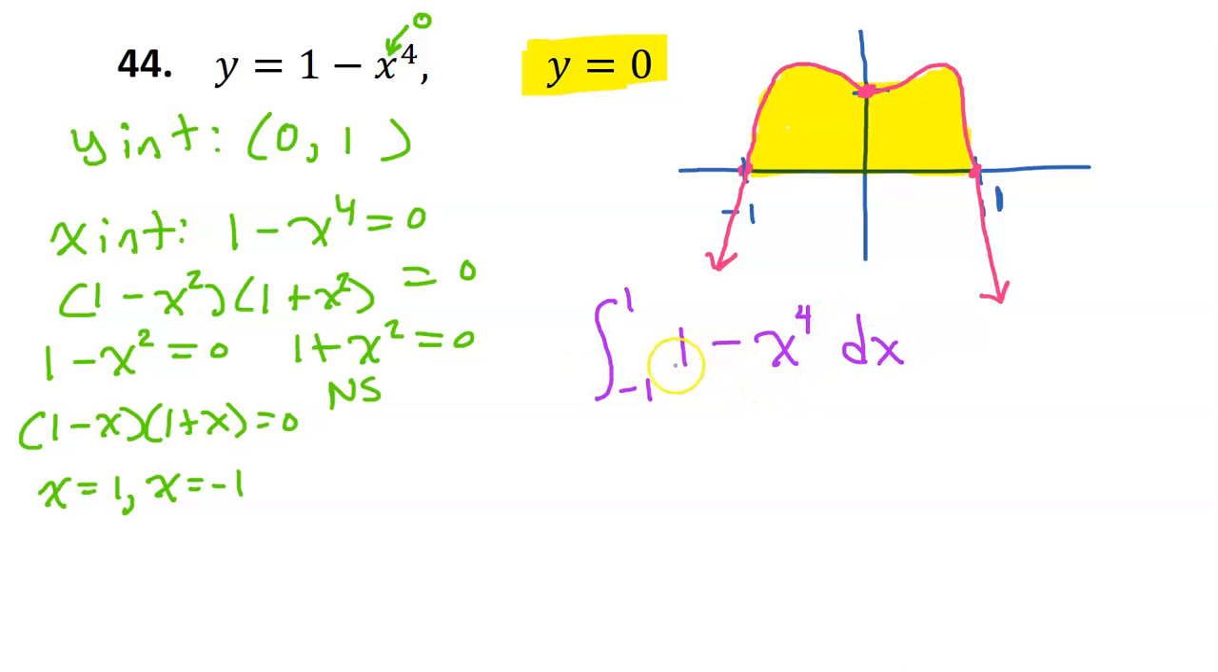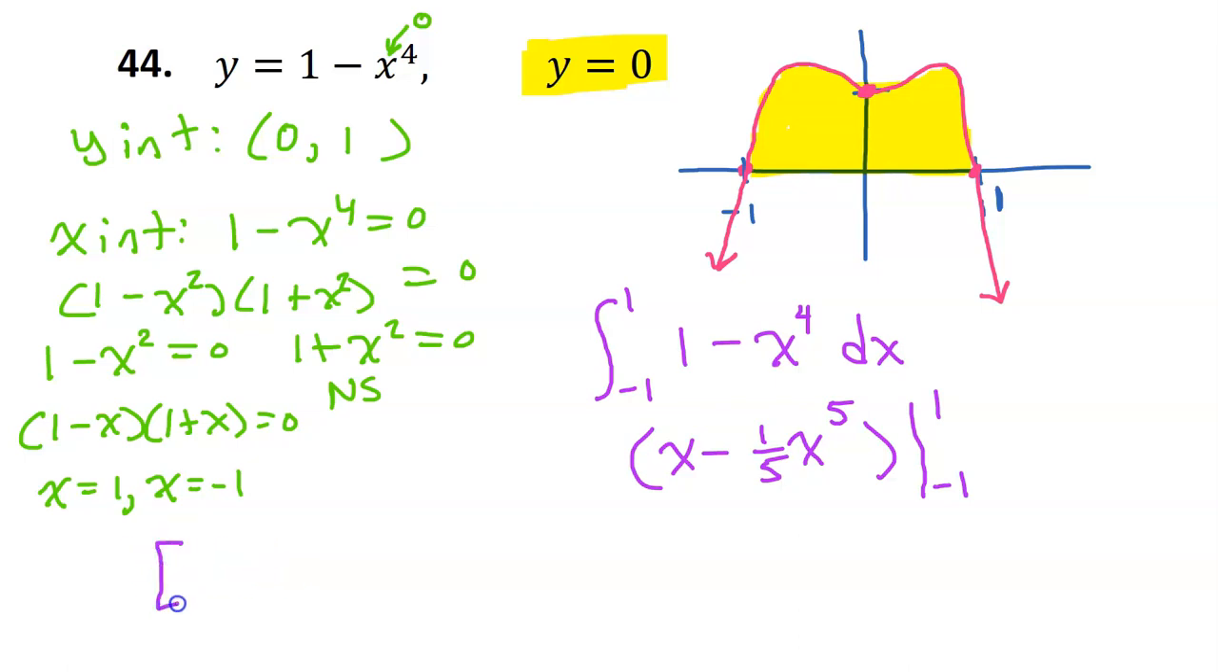So let's evaluate this. We can integrate each term separately. The integral of 1 is just going to be x. And then time for the power rule of integration. We will add 1 to this power, so we will get x to the 5th power. And then we divide by that new power, so we have a 1/5 in the front. But we need to evaluate from negative 1 to positive 1. So I will put my limits of integration here. And this will remind me to evaluate at the upper limit and then subtract the value at the lower limit.